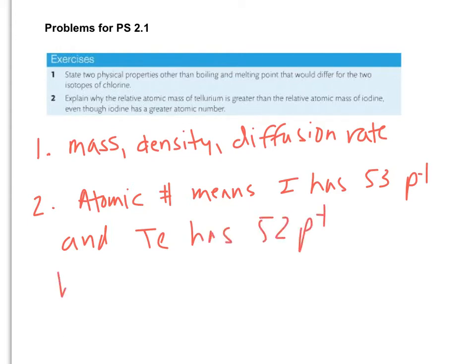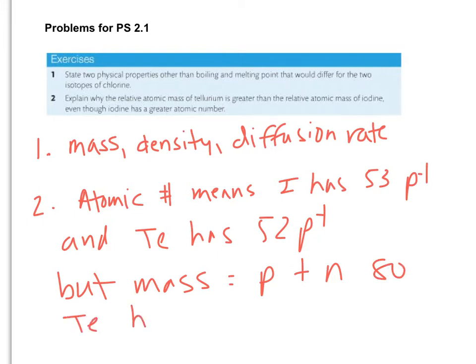But the mass is both your protons and neutrons. So tellurium has more neutrons, which there's no reason it can't have more. So it just is letting you know tellurium, on average, atoms of tellurium have more neutrons than atoms of iodine do.